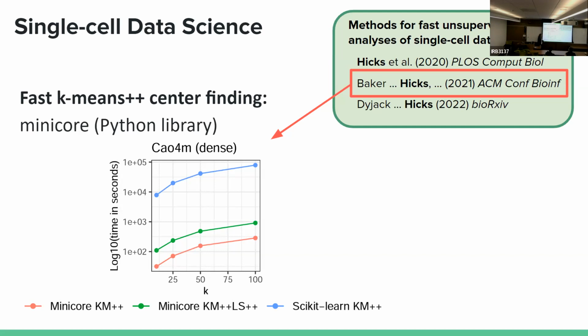So the idea is we borrow the idea of mini batch k-means, or mini batch in general, to be able to find better centroids for k-means. And so here I'm showing you in red and green two different versions of Minicore compared to the scikit version of k-means++ finding those centers. And you can see that for different sizes of K, we are faster.